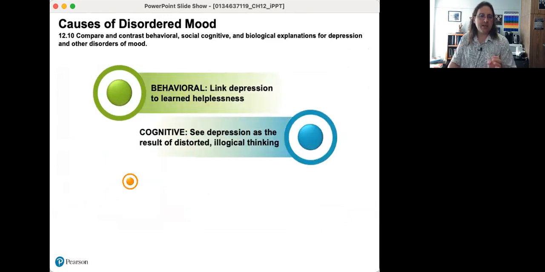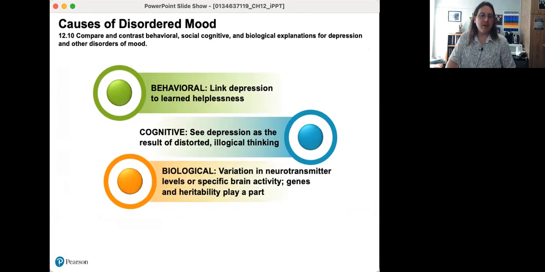All right, so causes of mood disorder, again, behavioral. We link depression to learned helplessness. Okay, so again, we just stop working towards something because we feel like the more we work towards it, again, we see that with the avoidant behaviors. The more we work towards it, the more pain it causes. So we just learn to be helpless with that.